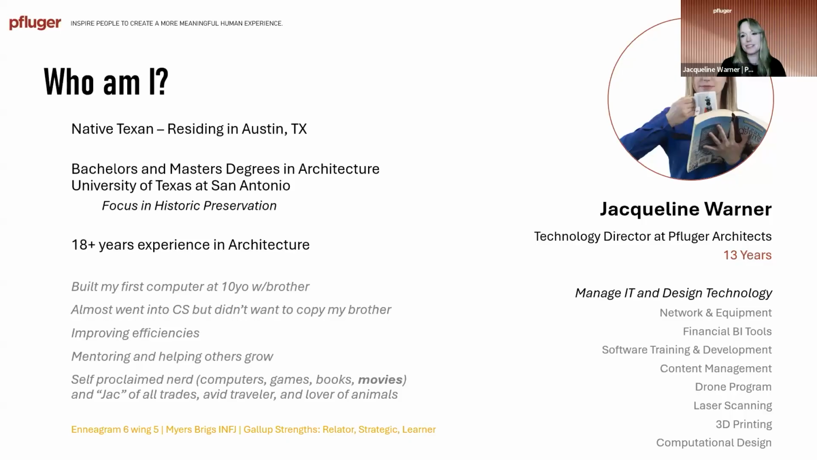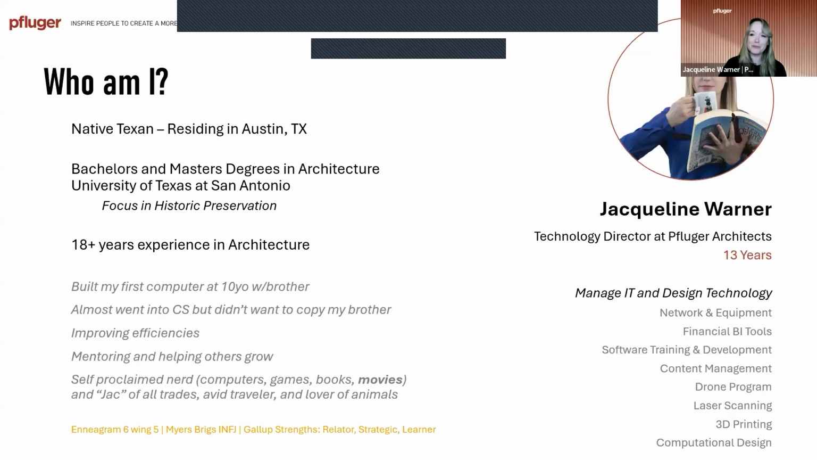And just some fun facts about me that kind of relate to the presentation today. I built my first computer when I was 10 with my brother, and I almost went into computer science as a profession, but I didn't want to copy him. So just being that rebellious, independent younger sibling, I decided to go into architecture of all things. How they relate, I don't know. I really love improving efficiency. I have discovered through my career that I love mentoring and just helping people grow. I just love helping people in general. I'm a self-proclaimed nerd, lover of computers, games, books, movies. I could probably write a dissertation on why Gladiator is my favorite film and the greatest movie ever to me. I know it's all subjective. And I am also a self-proclaimed jack of all trades. I'm an avid traveler and I love animals. I am dog mom to 2 pugs and I foster animals regularly.